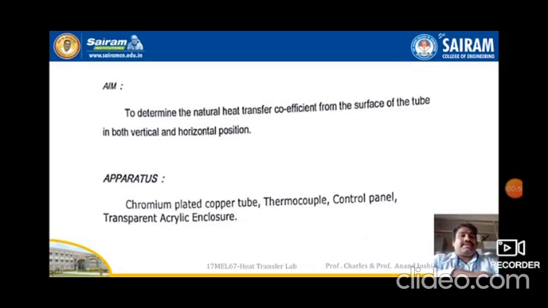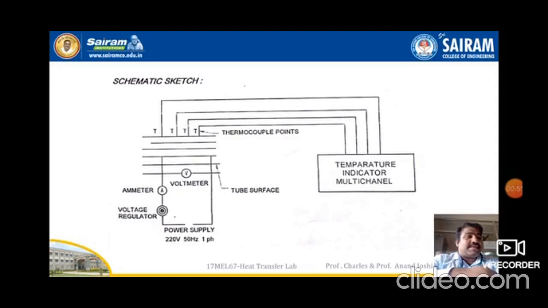The apparatus is a chromium plated copper tube, thermocouples, a control panel and a transparent acrylic enclosure. This is the schematic diagram of free convection. Here you can observe the voltmeter, ammeter, voltage regulator, and a multi-channel temperature indicator. Various thermocouples are connected at T1, T2, T3, T4 at various points.